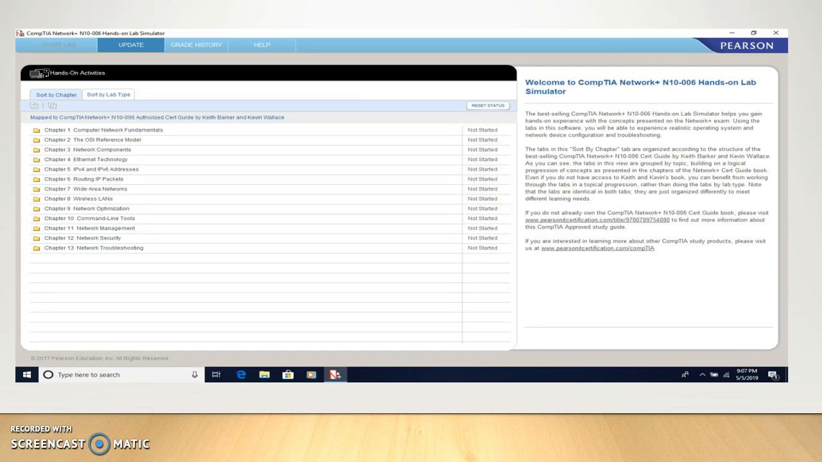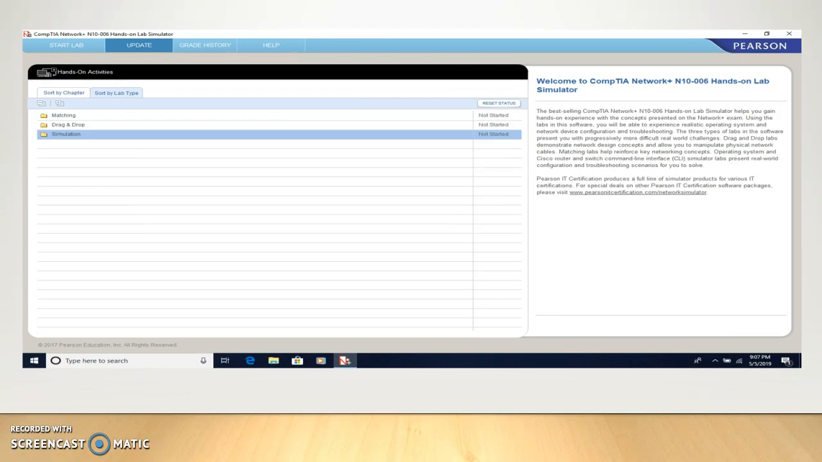Upon installation, there are two different ways that you can look at the hands-on lab simulator. One way is to sort by chapter, and there are a total of 13 chapters that cover concepts that are presented in the network exam.